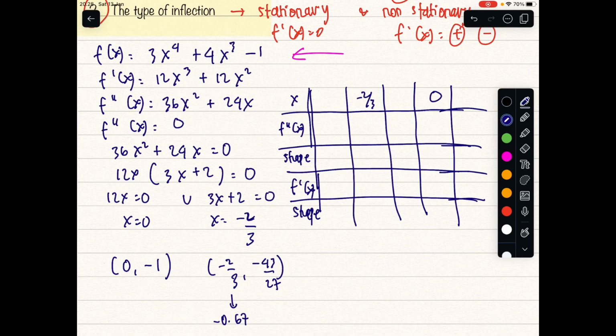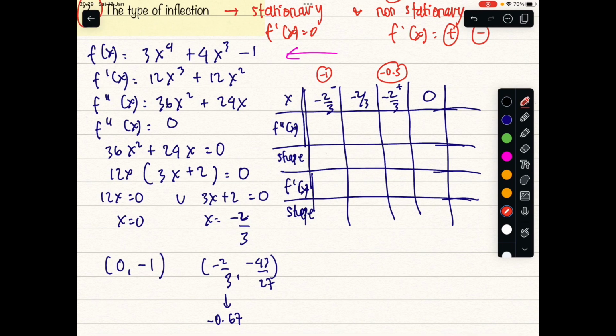We're going to test the numbers on the left side of negative 2 over 3. Because negative 2 over 3 is about negative 0.7, I'm going to choose negative 1. I'm putting it here so people know the number I'm choosing is negative 1. And then I'm going to choose a number in between negative 2 over 3 and 0. I'll put negative 2 over 3 plus, meaning on the right side of negative 2 over 3. I'm going to choose negative half.